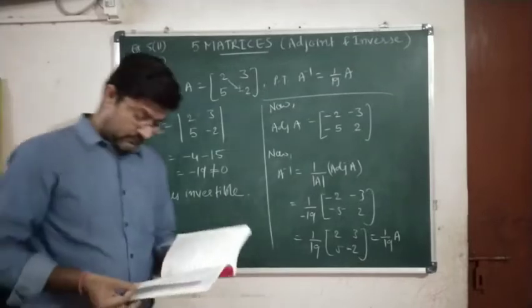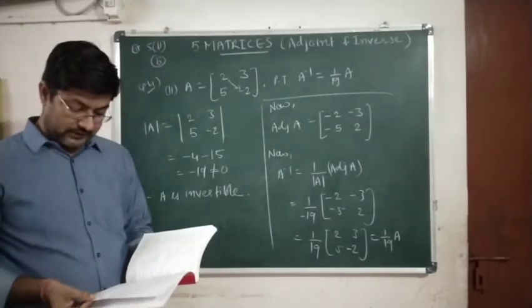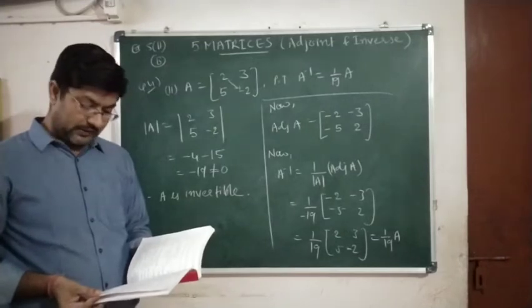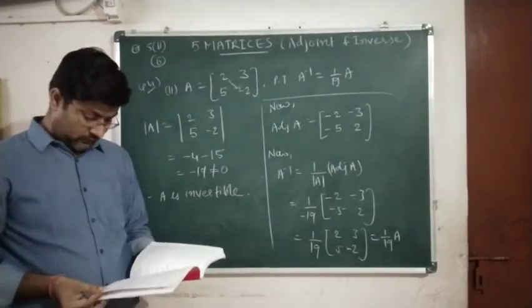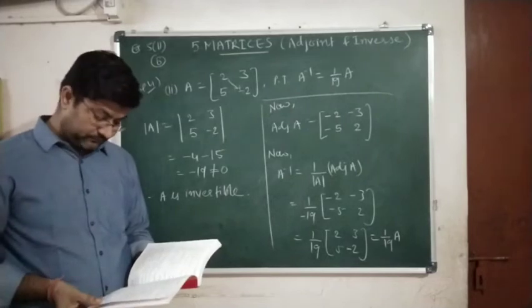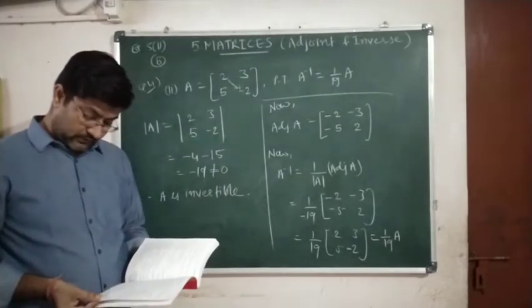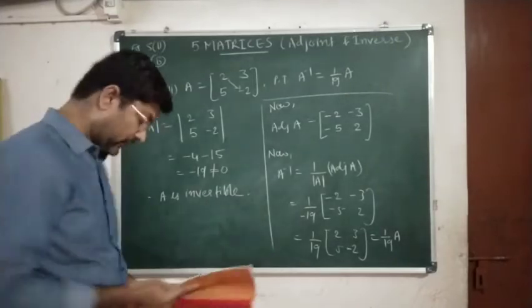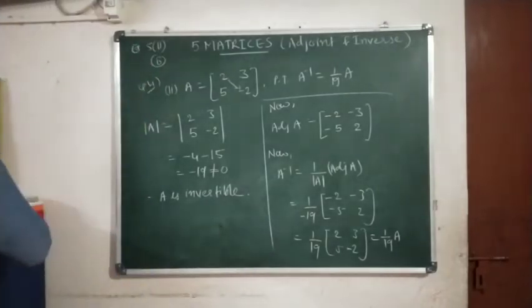Now question number 5, similar questions are there. Evaluate the polynomial 2A square plus 3A plus 5I. This sort of questions we have already done. So question number 6 I will do. Find the inverse of the matrix. You are given a matrix and we have to find the inverse.